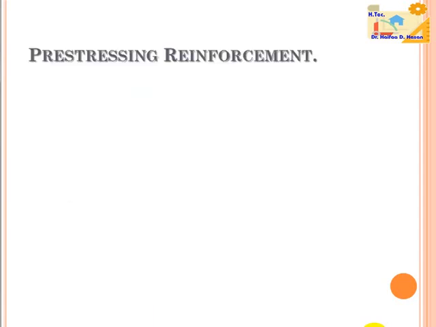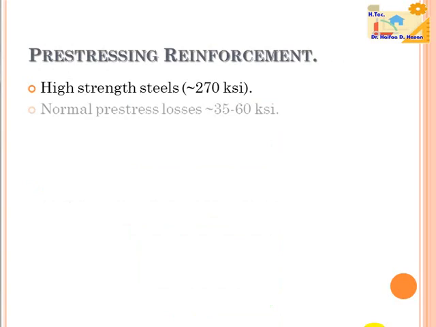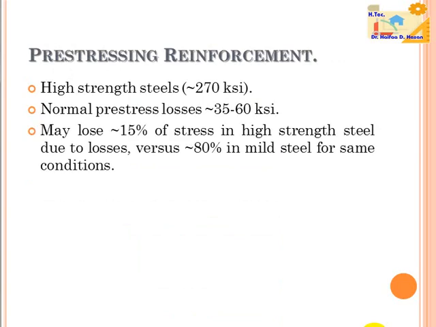A prestressing reinforcement has a high strength steel equal to 270 ksi. Normal prestress losses equal 35 to 60 ksi. It may lose 15% of stress in high strength steel due to losses, versus 80% in mild steel for the same conditions.